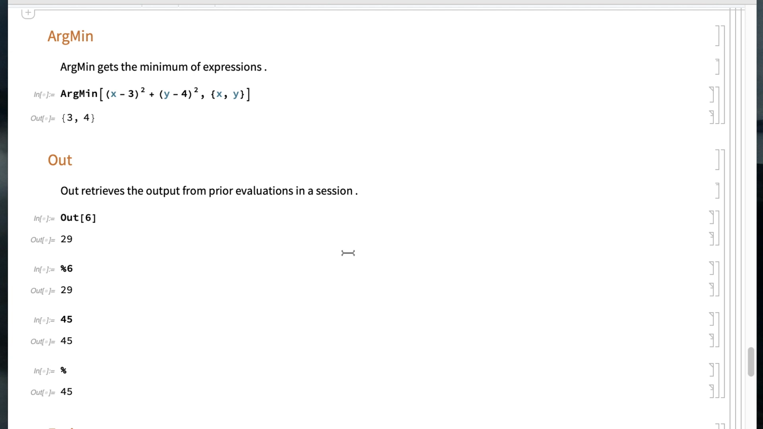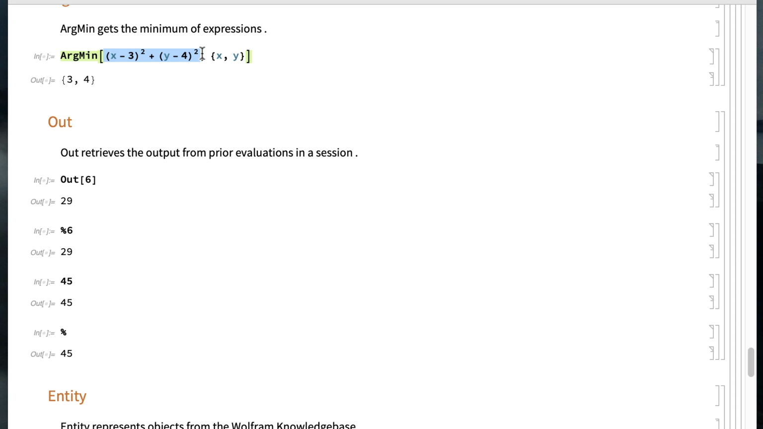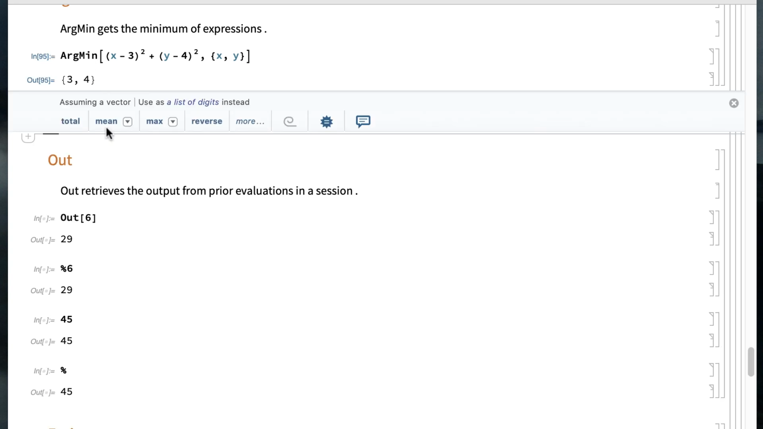ArgMin. ArgMin finds the minimum of expressions. Here's an expression. It's a paraboloid. And I want to say, find me the values of x and y that minimize that expression. And so it's going to say, oh, that's 3 and 4.